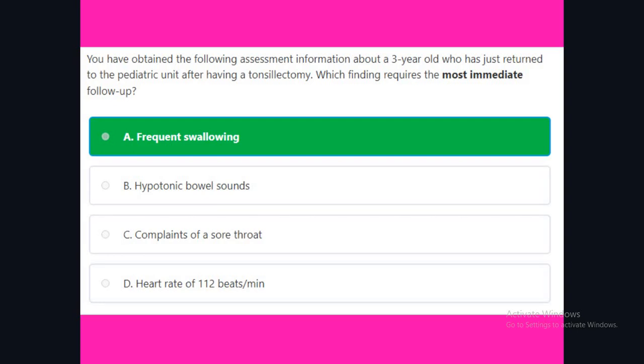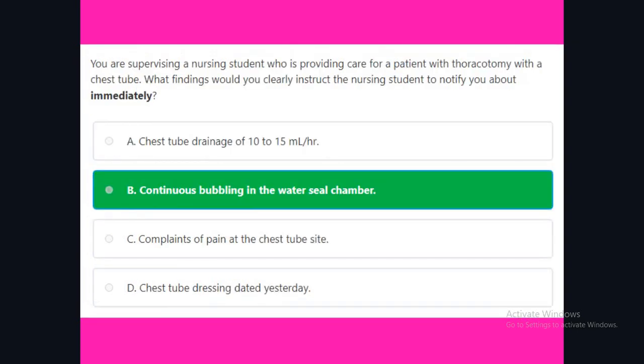Now, post-surgical clients can have a heart rate on the higher side. Complaints of sore throat are normal. Hypoactive bowel sounds will be there because the client would be NPO. Frequent swallowing is a concern and should be followed up immediately, because it may mean there is hemorrhage or some kind of bleeding because of which the client is frequently swallowing. So this becomes the most immediate follow-up.